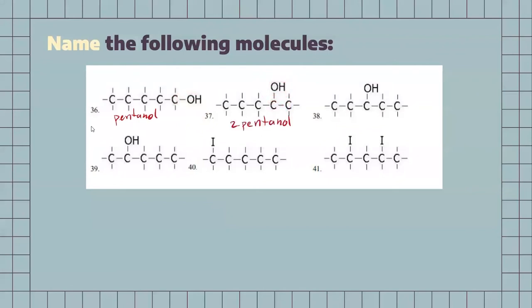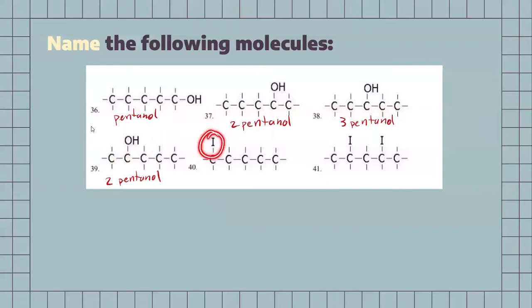On 37, we have the alcohol group, but now on carbon 2. So this would be 2-pentanol. For 38, now the alcohol group is on carbon 3. So it would just be 3-pentanol. 39, starting our numbering on the side closest to that functional group. 1, 2, alcohol on carbon 2, so 2-pentanol. Remember, these 2 are just going to be the exact same molecule, just flipped.